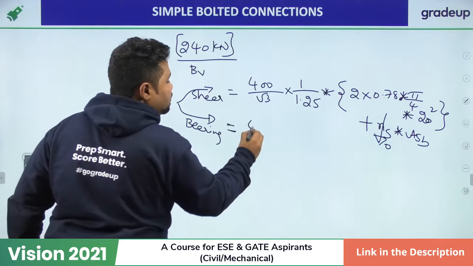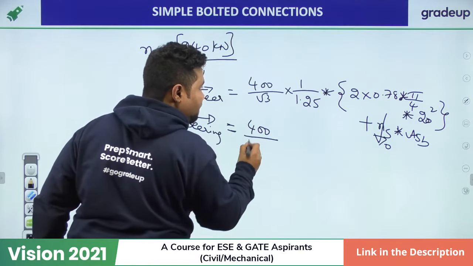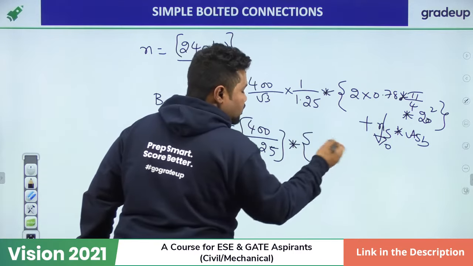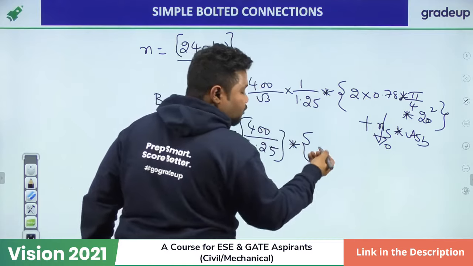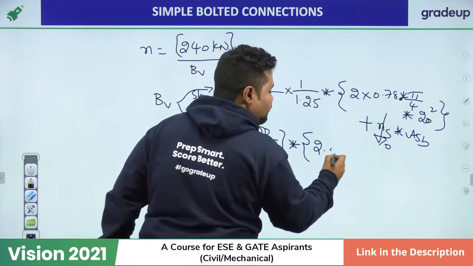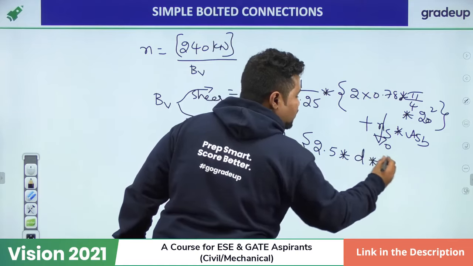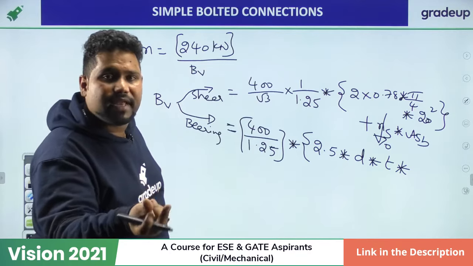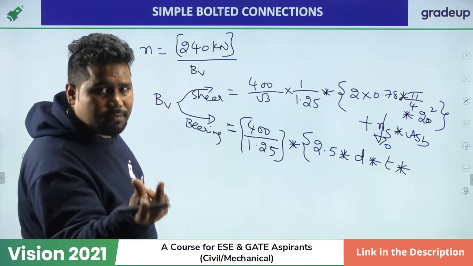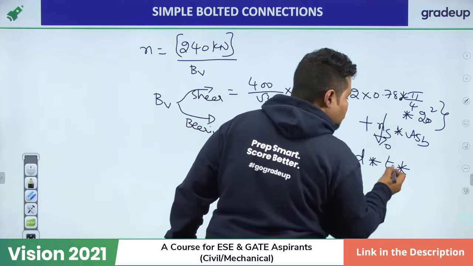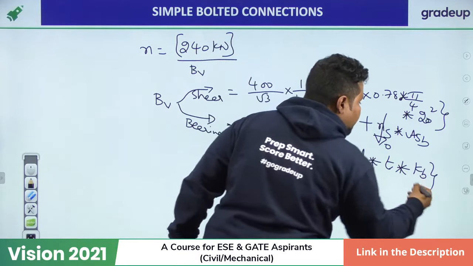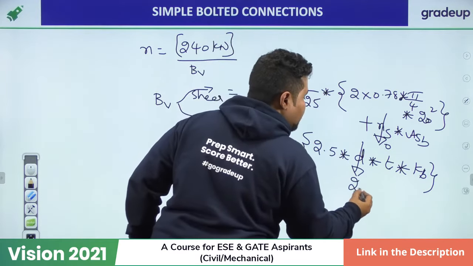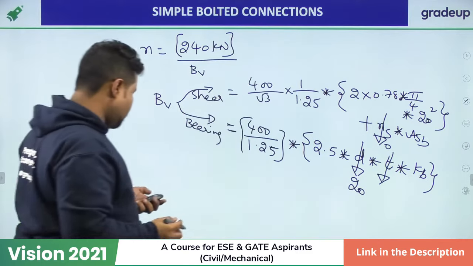And this is for bearing. Coming to bearing, we can mention 400 divided by 1.25, where 1.25 is the factor of safety, into the effective area resisting the bearing, which is 2.5 into the diameter of the bolt into the thickness of the plates, the aggregate thickness of the plates experiencing bearing stress in one direction, the minimum thickness. So T into KB, which is the bearing factor. Now the diameter here is 20, and coming to T.